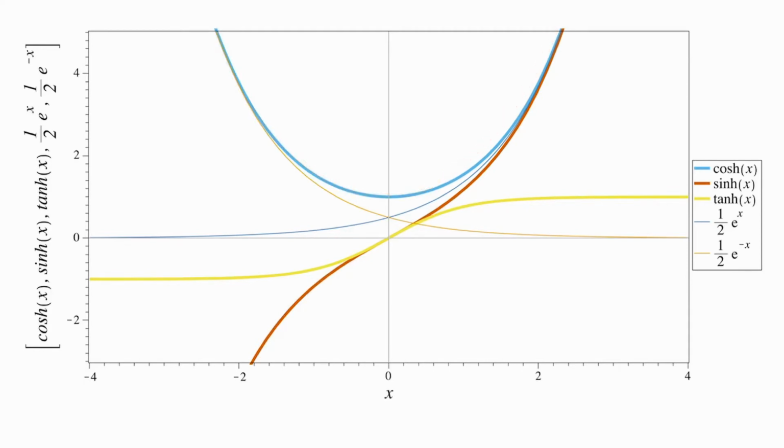Note that it's an even function, so it has a reflection symmetry around x equals 0. Sinh is the difference between the two exponentials, and this produces this brown curve here. And it's an odd function. And tanh is the ratio of those two things. It goes through 0 at the origin and then heads off to 1 as we go to plus infinity.